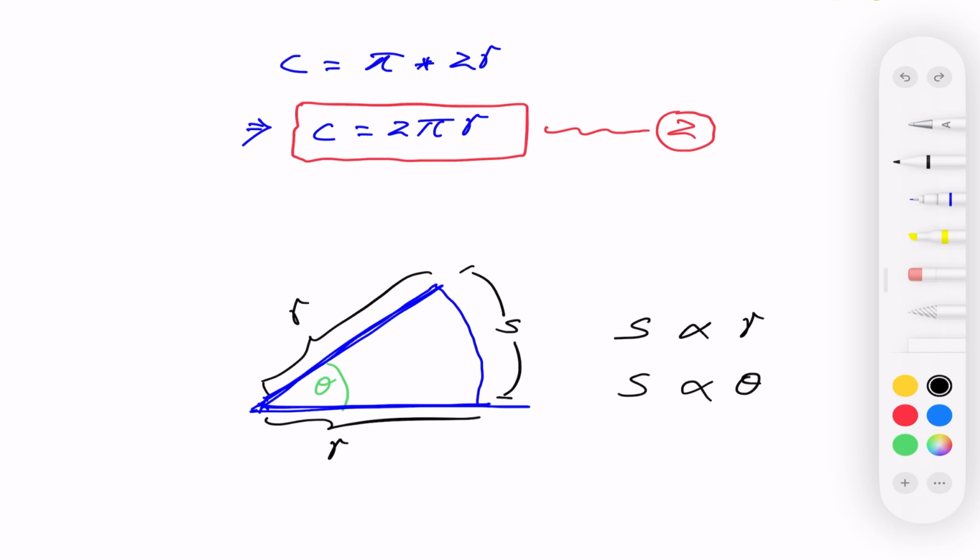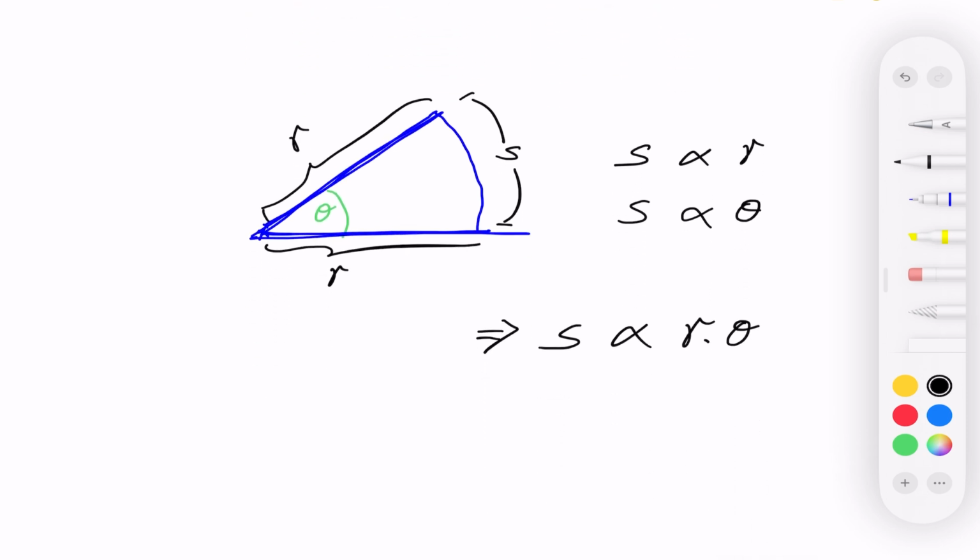Now these two things can be combined, and we can write it as s is proportional to r times theta. Proportional means, once again, s over r times theta is equal to a constant. Let's assume that this constant is equal to 1. In that case, we will get s is equal to r times theta.